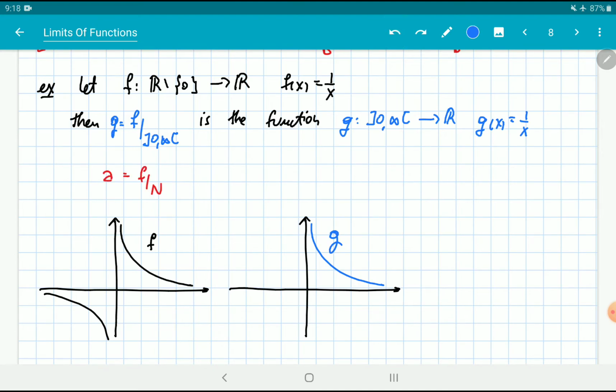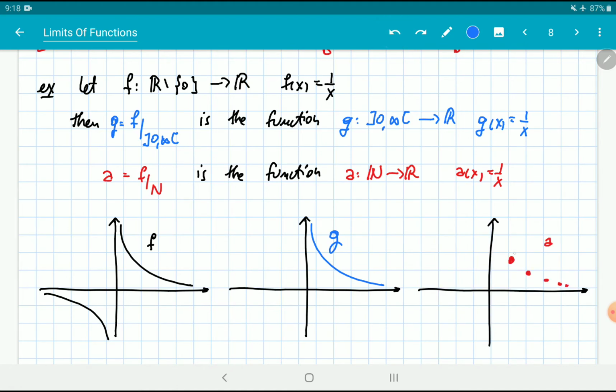Let me give you another example. I can take the restriction to the natural numbers, which is a subset of the reals minus 0. Then this is the function defined from the natural numbers to the reals, such that a of x is equal to 1 over x. Even though I'm writing a of x equals 1 over x, this x is a natural number, so I might as well write a of n equals 1 over n, and this, in fact, is what we know to be a sequence.